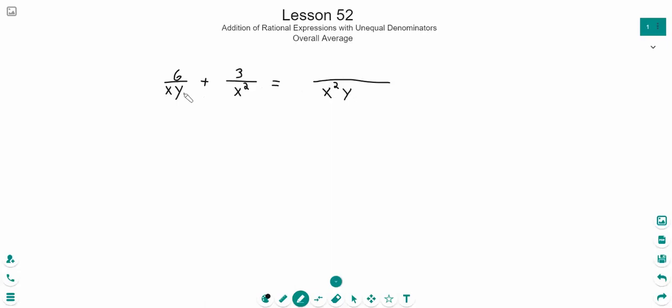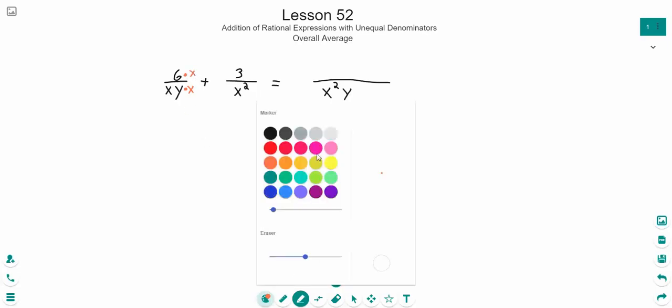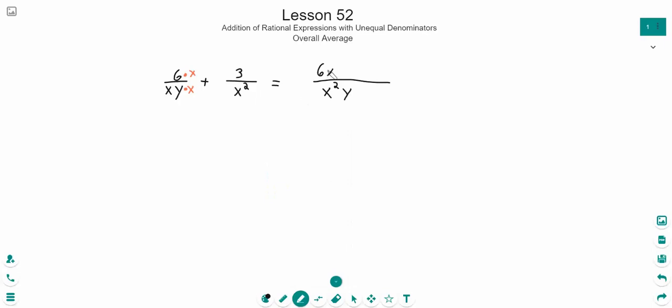And then recall, we then go to the numerator and, well, I should say first, we look at our denominator and we decide what had to be multiplied by this denominator to get it to this common denominator. So you would have to multiply an xy by simply an x to get to x squared y, right? X times x is x squared. We have the y left over, so it's x squared y. So we then have to multiply the numerator by the x as well. And that's going to give us a 6x in the numerator.